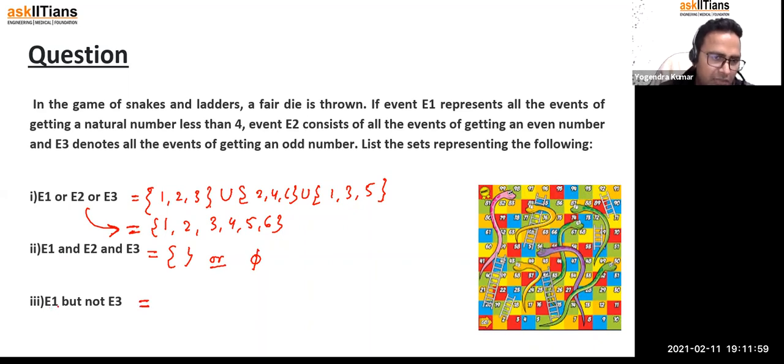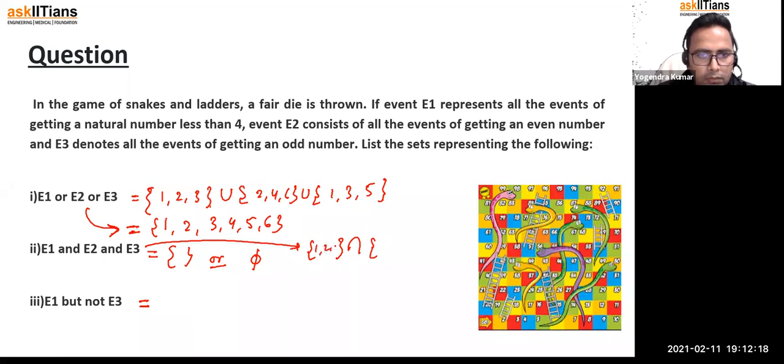Now they're telling E1 but not E3. E1 but not E3. Okay, by the way, this representation is what? 1, 2, 3, 2, 4, 6, 1, 3, 5, like this.